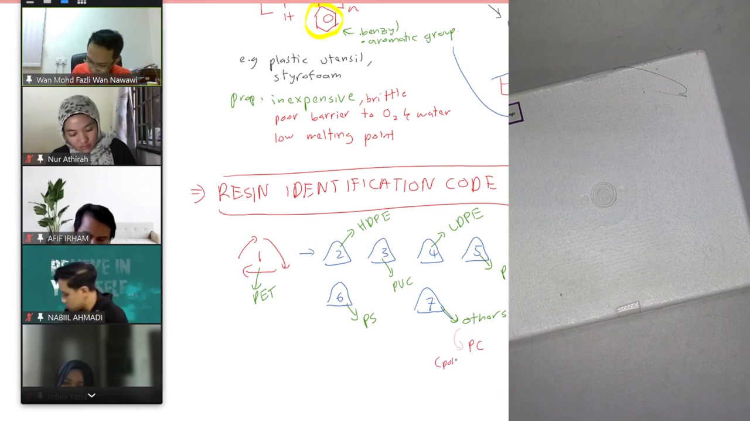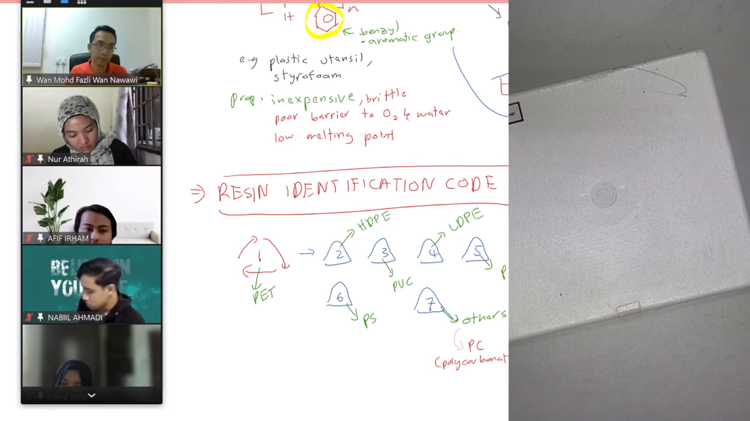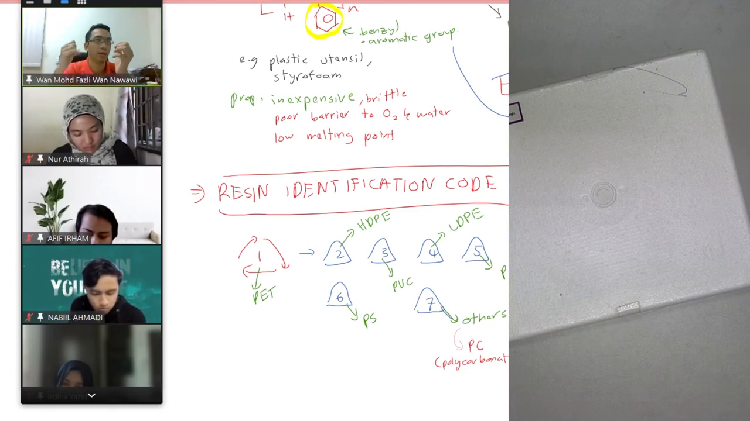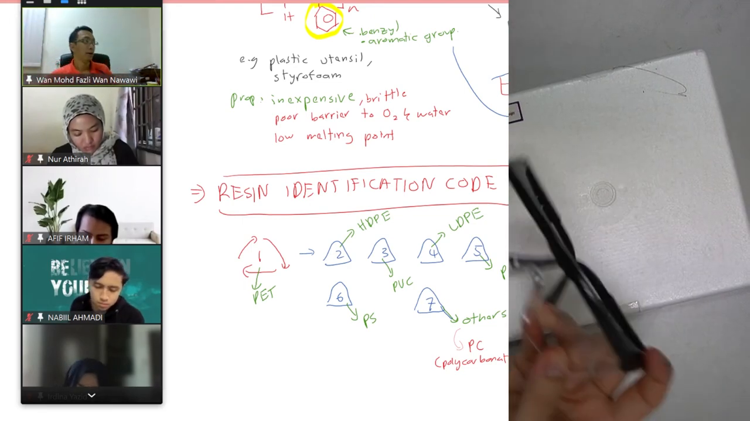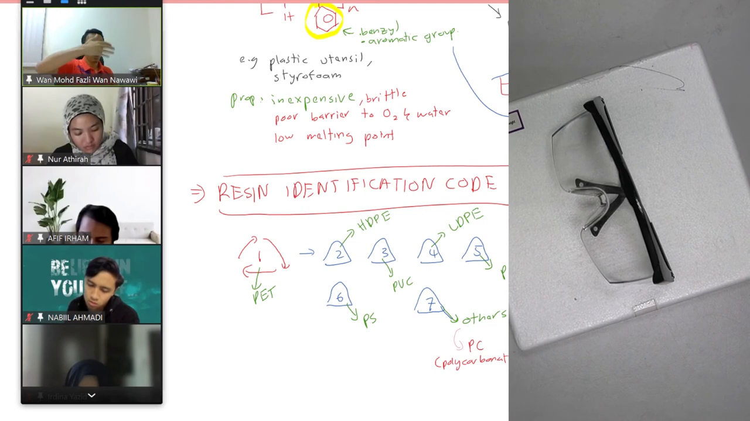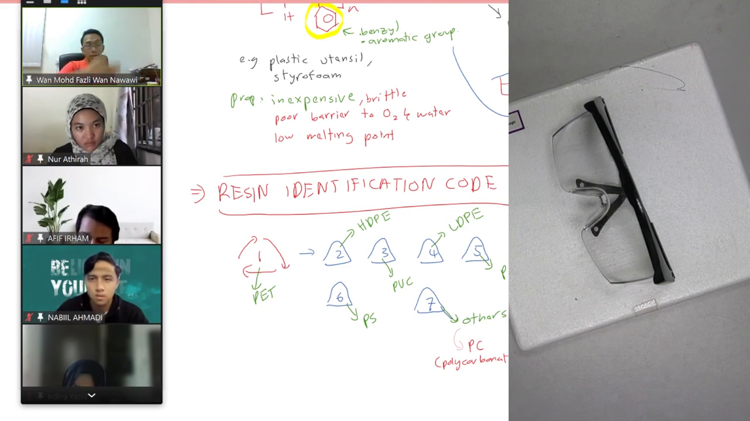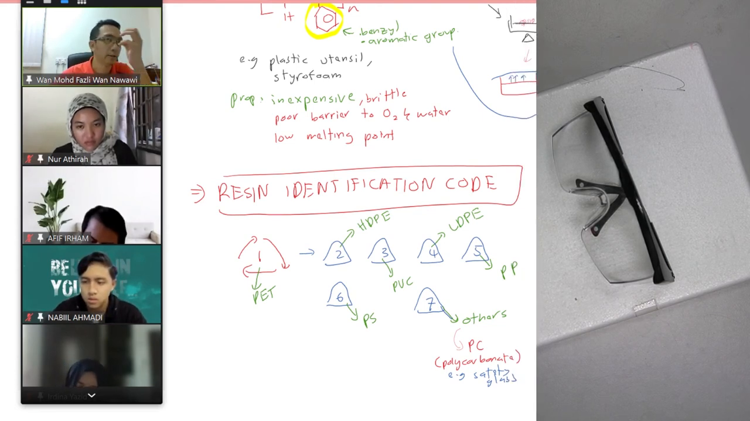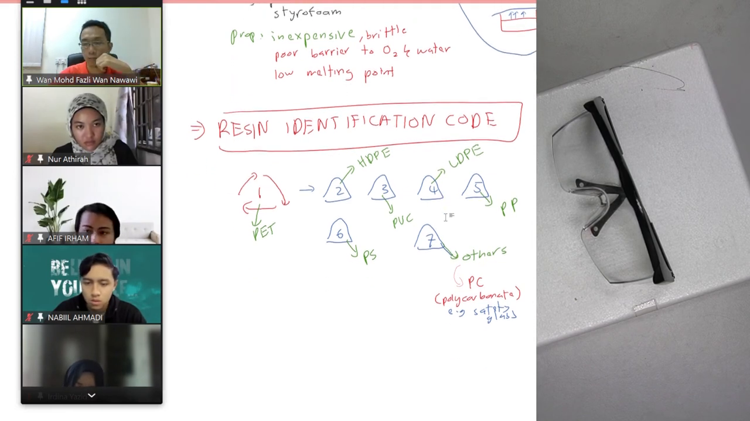Polycarbonate is a plastic that is normally tough and quite strong. You find it in safety glass or your helmet visor, not the helmet itself, the visor, the one that protects your eyes. The clear, transparent one is normally made from polycarbonate. It's very tough and very strong. Safety glass is one example. One example of a plastic material used to make safety glass is polycarbonate.